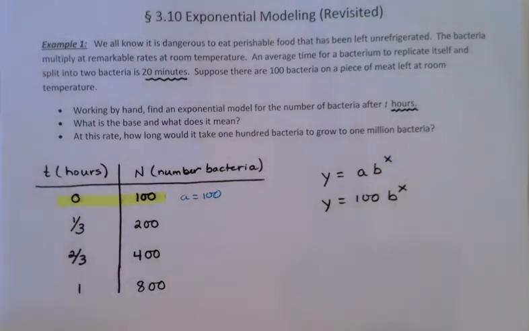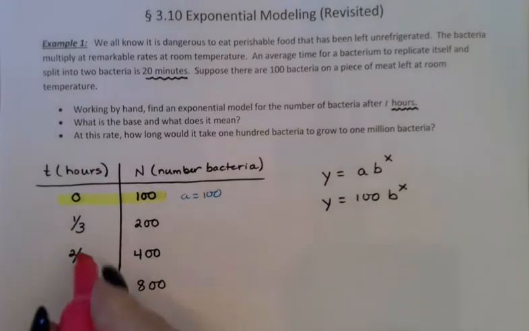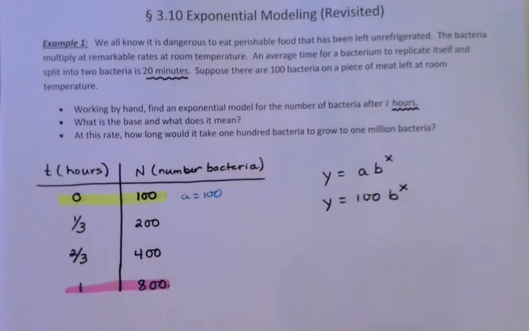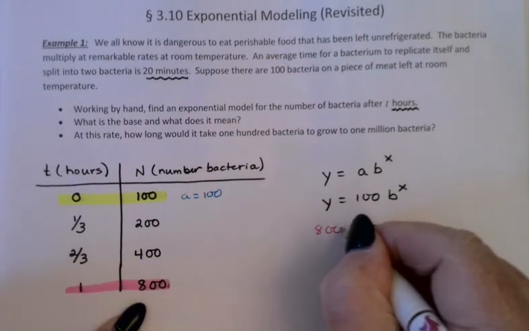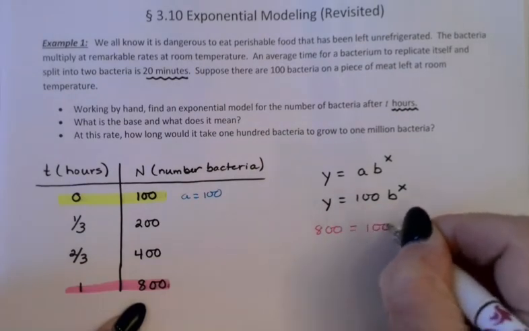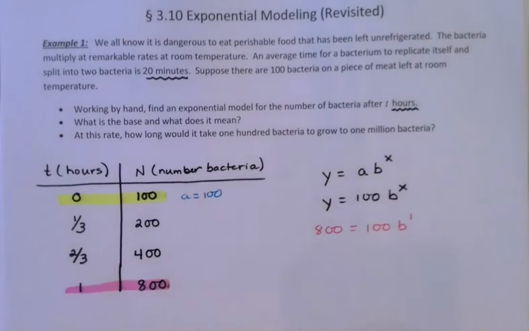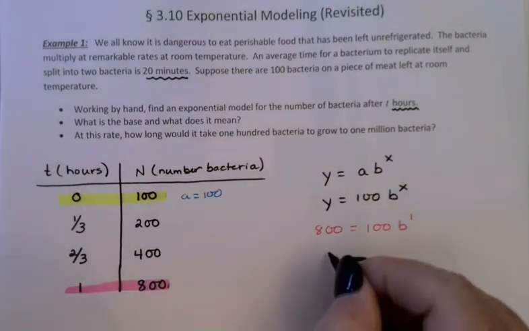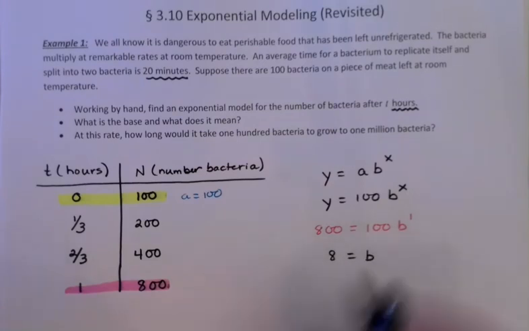I don't love working with fractions if I don't have to, so I'm going to choose to plug in this point that does not involve any fractions. y is 800 when x is 1. Pretty easy to solve, just divide by 100 and 8 is equal to b.